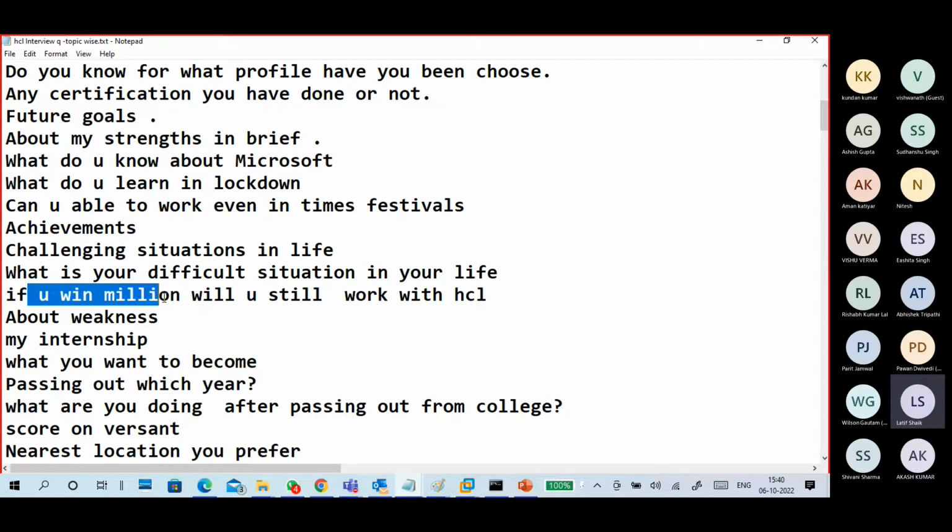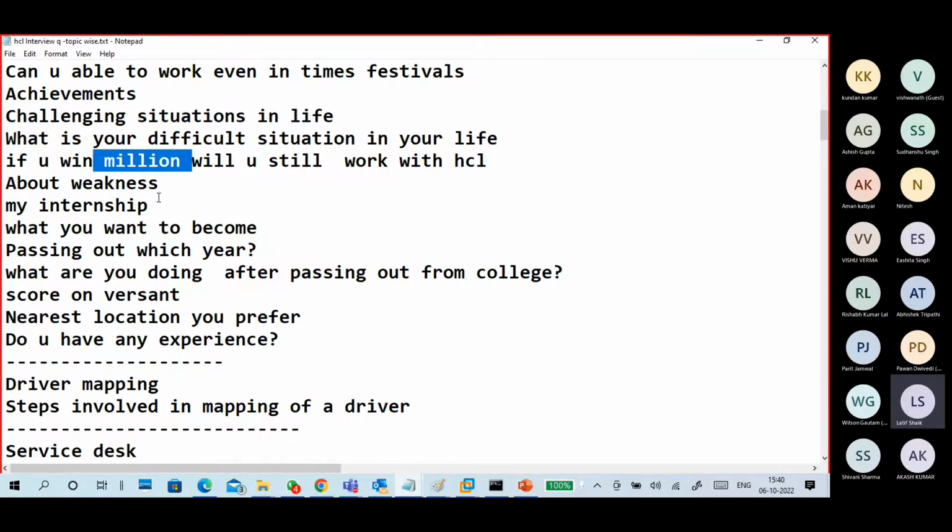If you win a million, will you work in virtual, guys? Million in Indian terms is 10 lakhs. But this million is in the US. If you go to the US, then a million means $1 million. $1 million in the US is very high, so more money. In India, it is just 10 lakhs. Okay, so that's the main basis of the question. People will get a doubt about that.